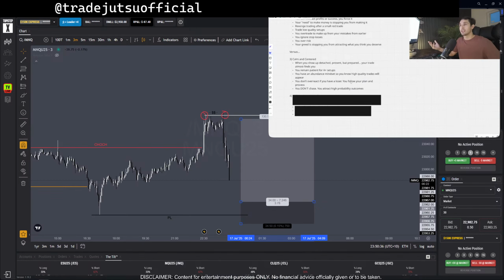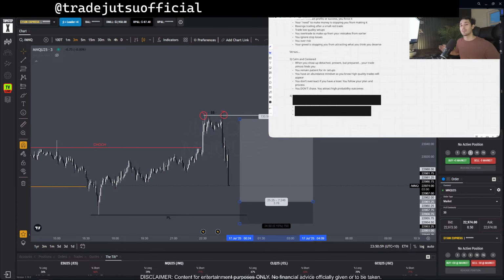You know more high quality trades are going to appear. You don't overreact if you have a loser because you know you'll make it back on the next winner. You follow your plan, you follow your process. You don't chase, and you literally attract high probability outcomes. You let everything come to you. And guys, patience pays. You wouldn't believe how many days in my career I've had where I tell my students, guys, just chill. Just be patient. Don't force anything. Don't take low quality trades. Be patient. Sit on your hands. The opportunities will come to us, and they always do. The market will pay you to be patient.